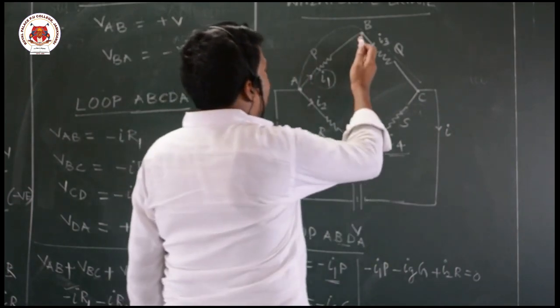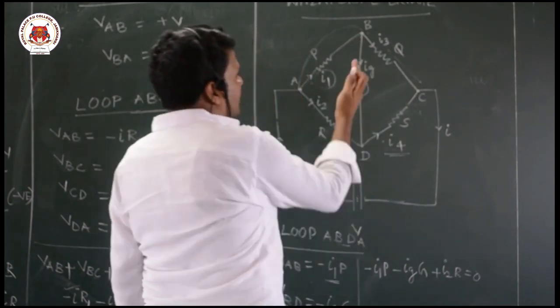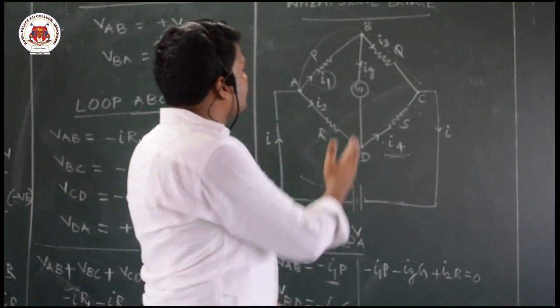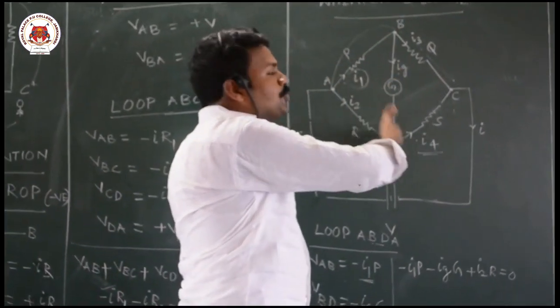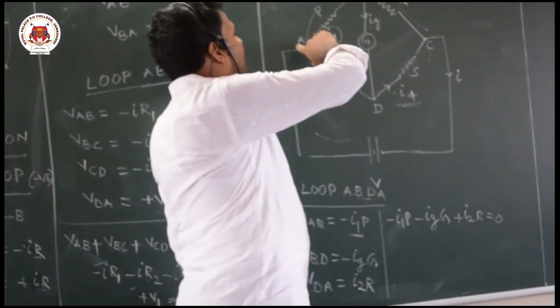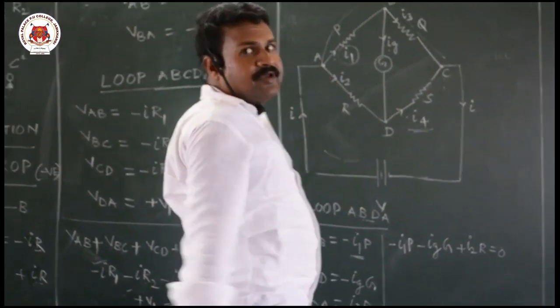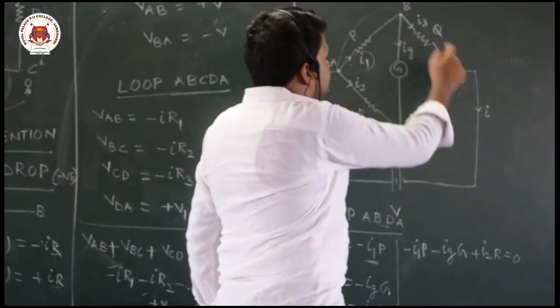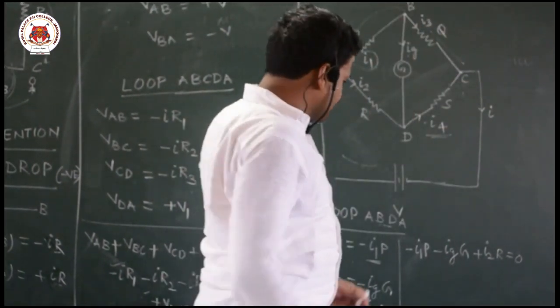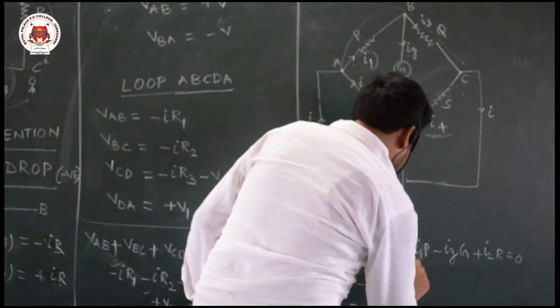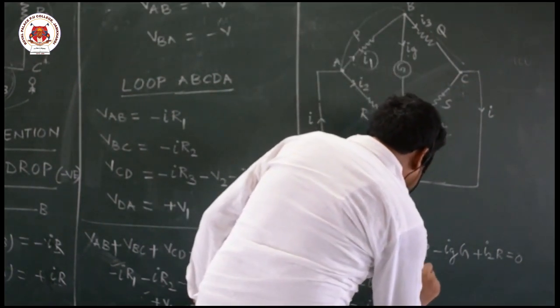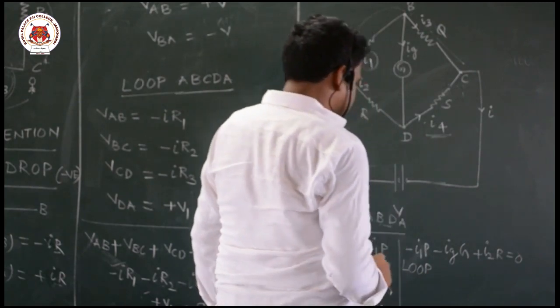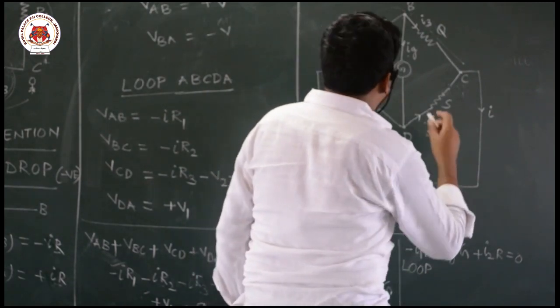Similarly, you take the next part. One part we have completed. See this circuit: I split it into two parts. The first loop I took is ABDA. Next I am taking BCDB. So let us take the loop BCDB.